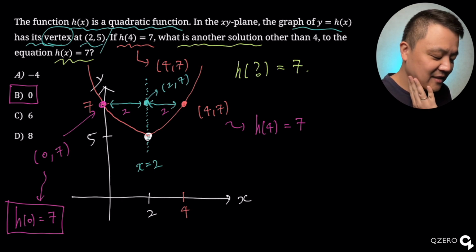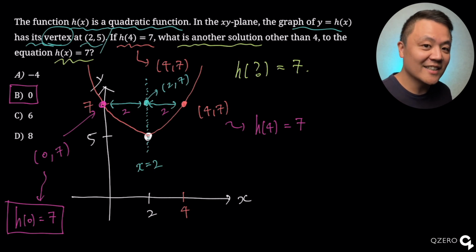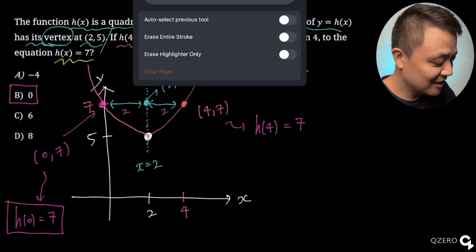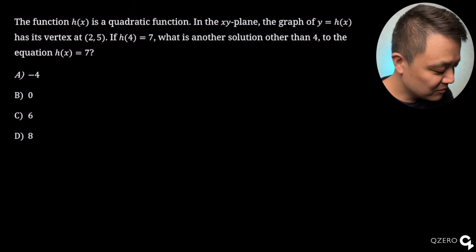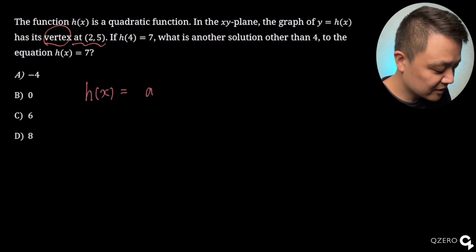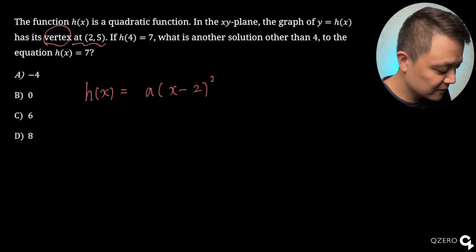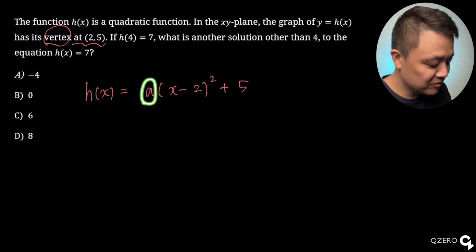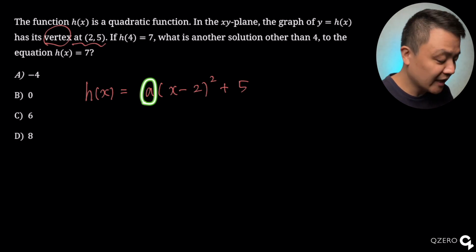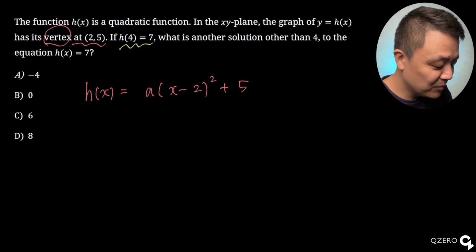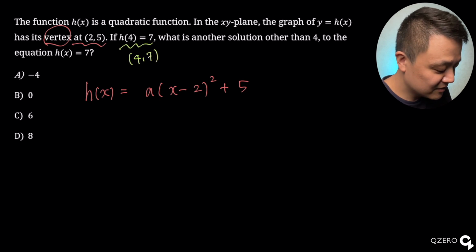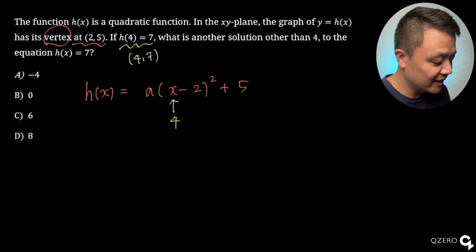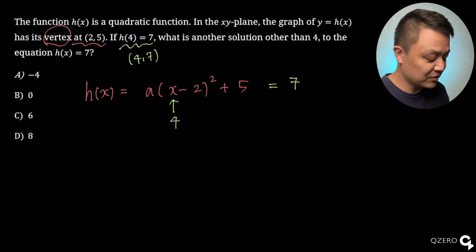Then I think this question can be solved in an algebraic way, but I think it's harder. That's why I did the graphical one first. But let me give it a try. Since we know where the vertex point is, you can just start with the vertex form of that function, having vertex at (2, 5). But still, we don't know the value of the quadratic coefficient a. But we have one point on the parabola. So once you plug 4 here, it's supposed to be equal to 7.